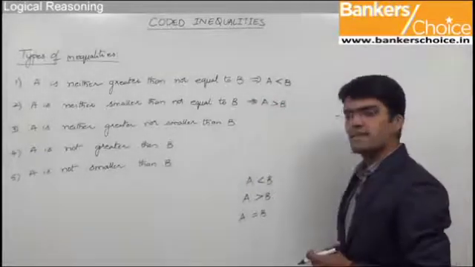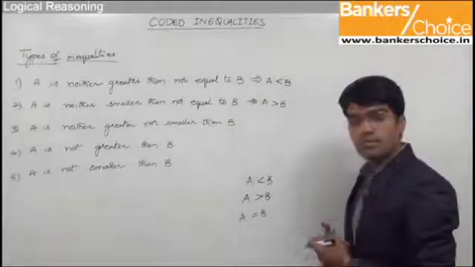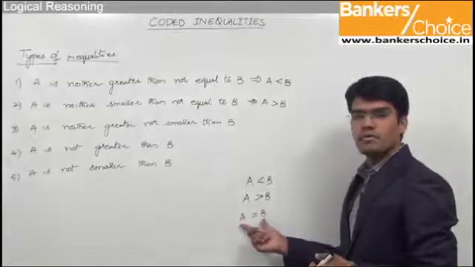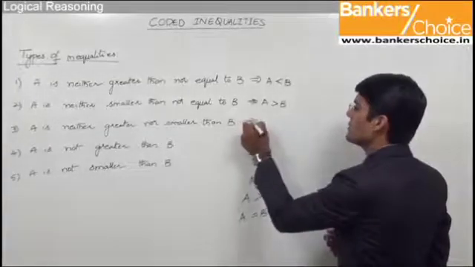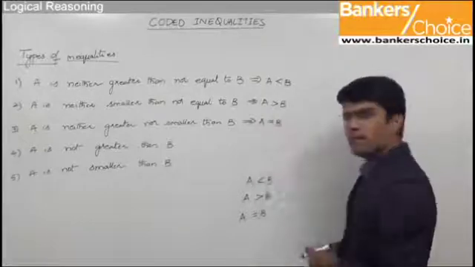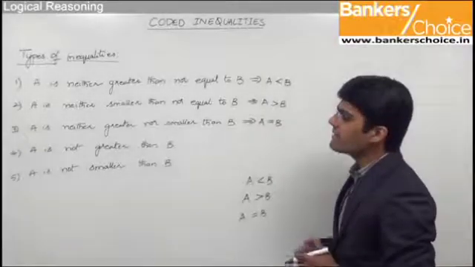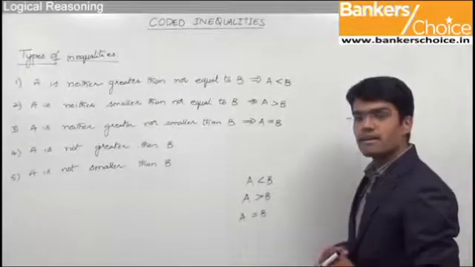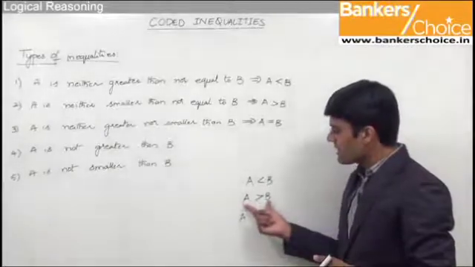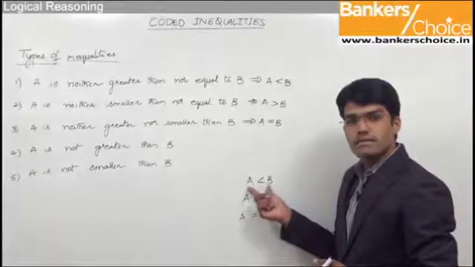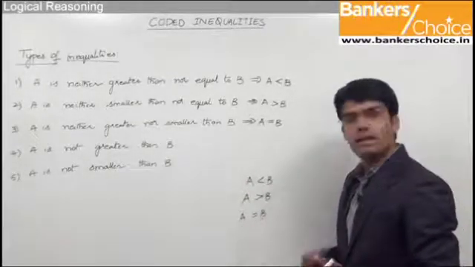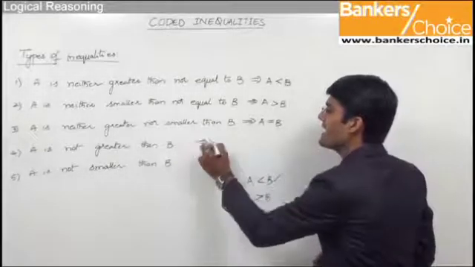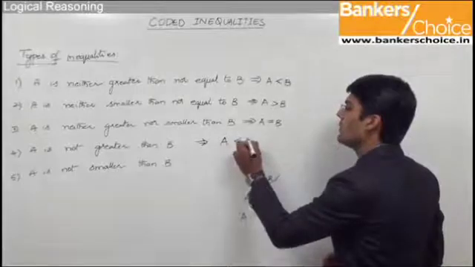The third one says A is neither greater than nor smaller than B. So it is neither greater nor smaller. So the possible comparison between A and B should be A is equal to B. If you go for the next one, it says A is not greater than B. If A is not greater than B, there are two possible comparisons. Either A can be less than B or A can be equal to B. So by combining these two here, we can say that A is less than or equal to B.